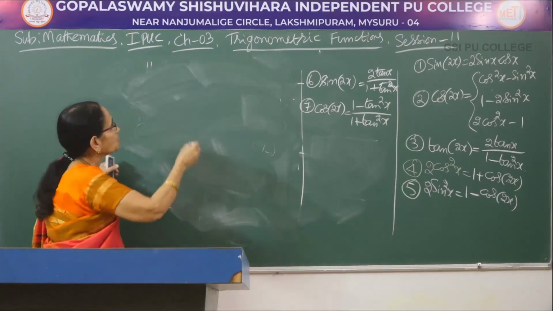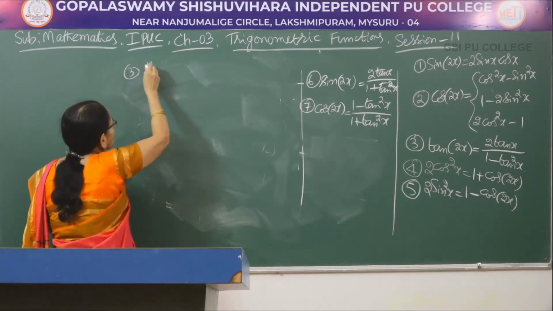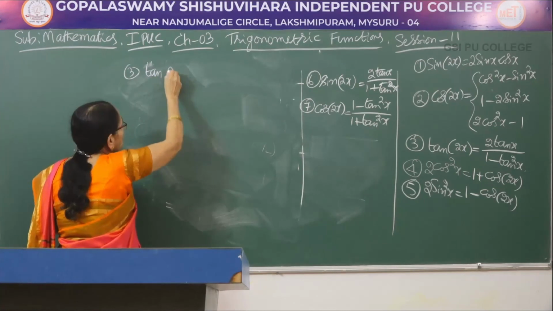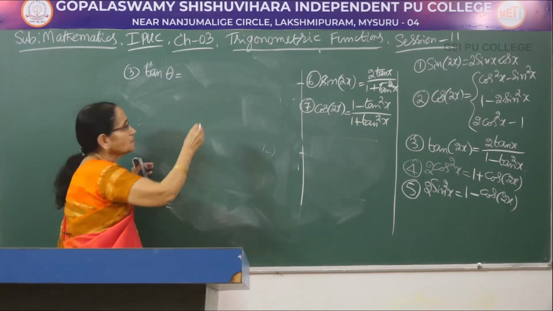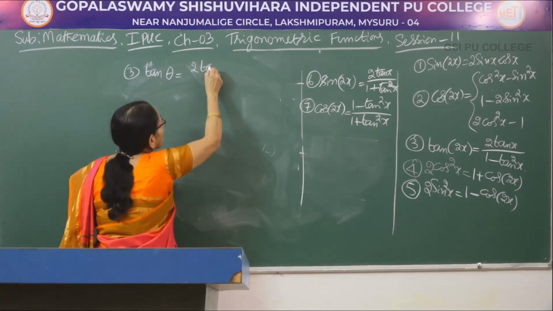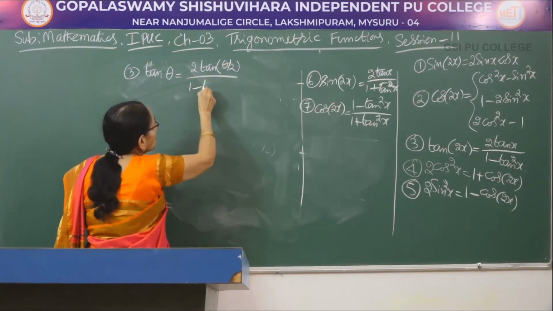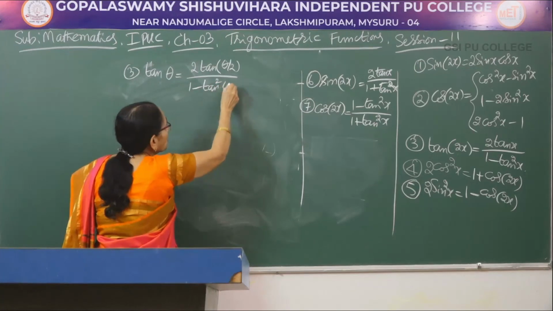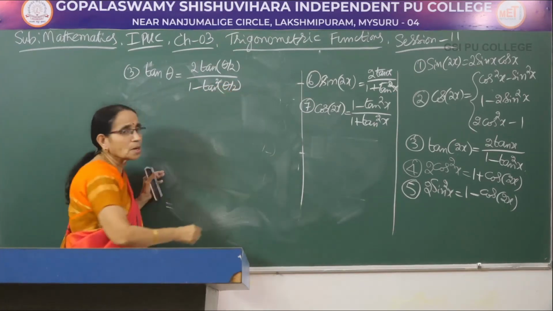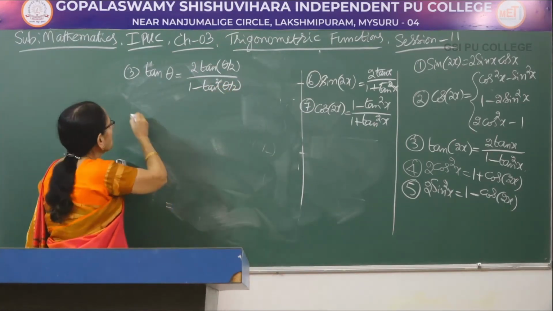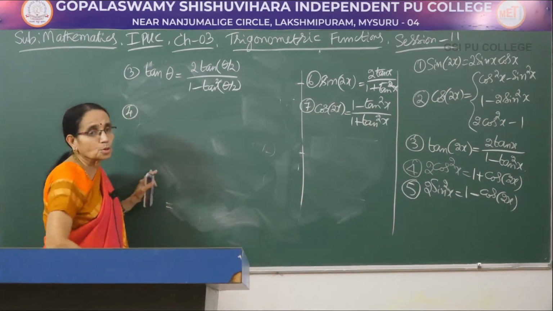Now, tan of 2x. How do you write that one? It is tan of theta, and the right hand side is 2 times tan of theta by 2 divided by 1 minus tan square theta by 2. Okay, 1 minus tan square theta by 2. Come to the fourth one.